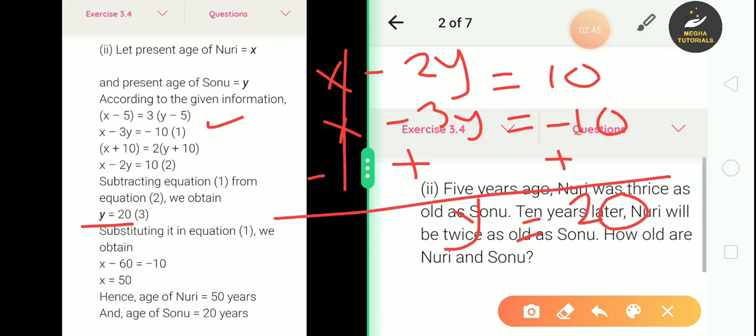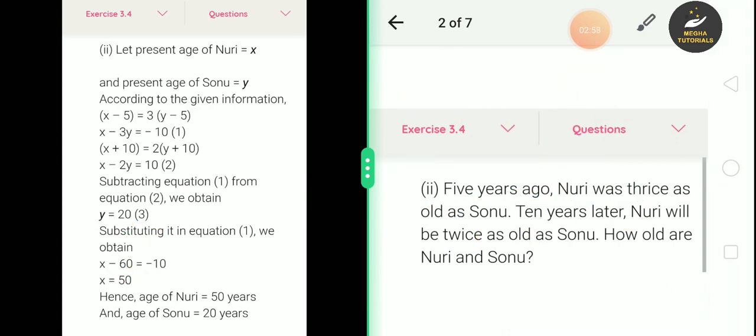So x minus 3 into 20, that is 60. So x minus 60 is equal to minus 10. Transpose 60 on the right hand side. So minus 10 plus 60, it will come 50. So we are getting x is equal to 50. It means the age of Nuri is 50 years and the age of Sonu is 20 years.